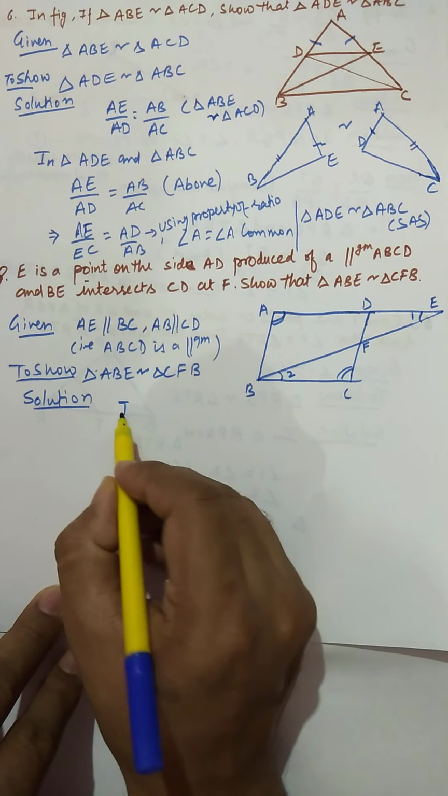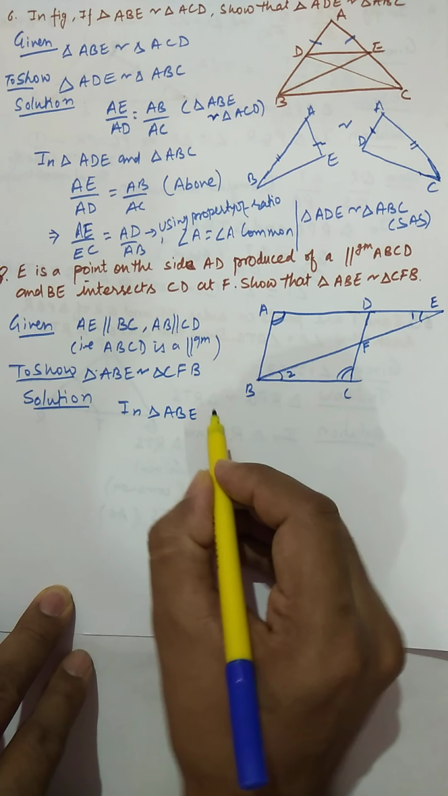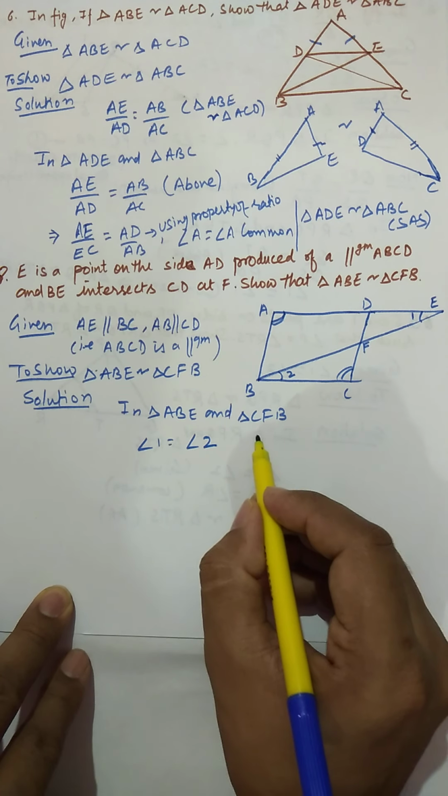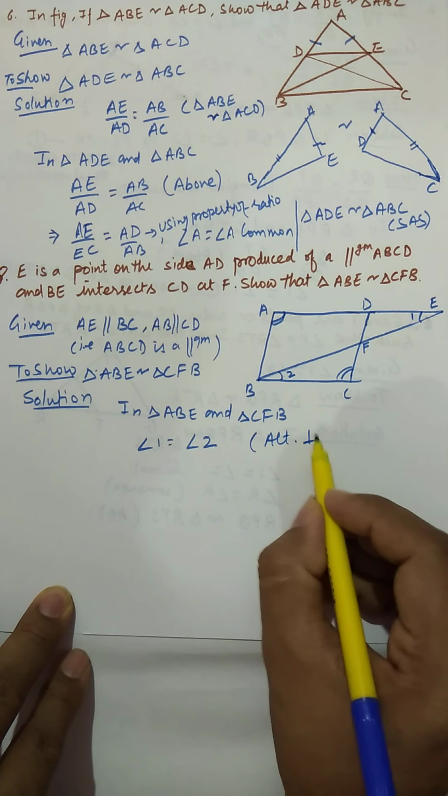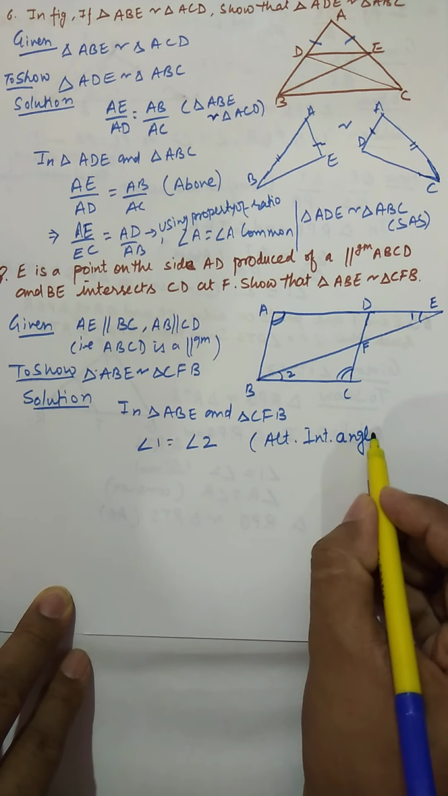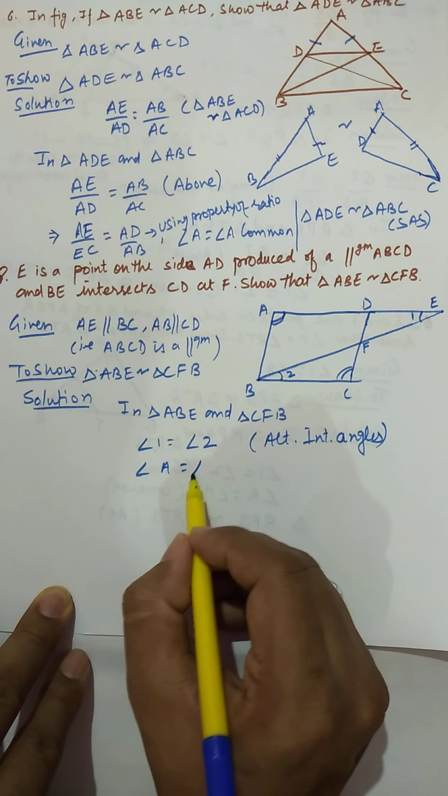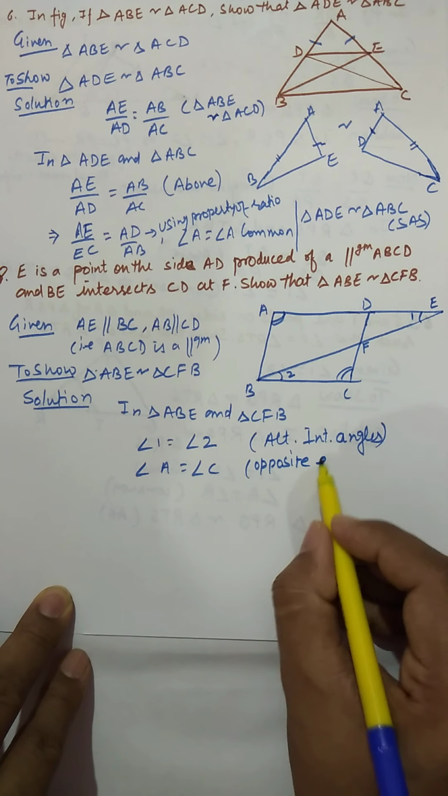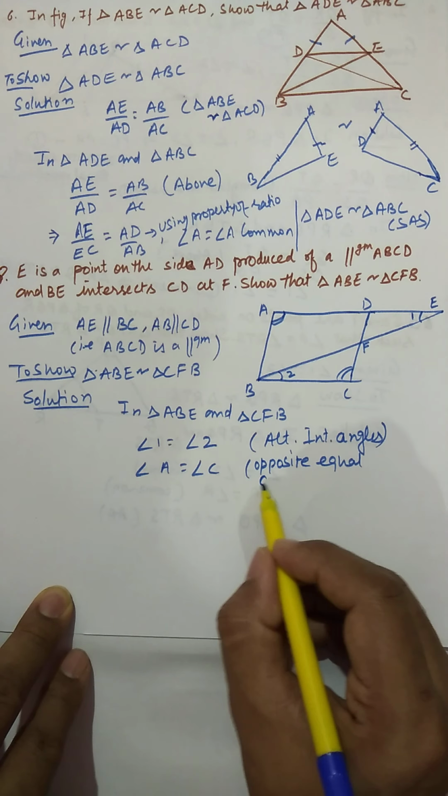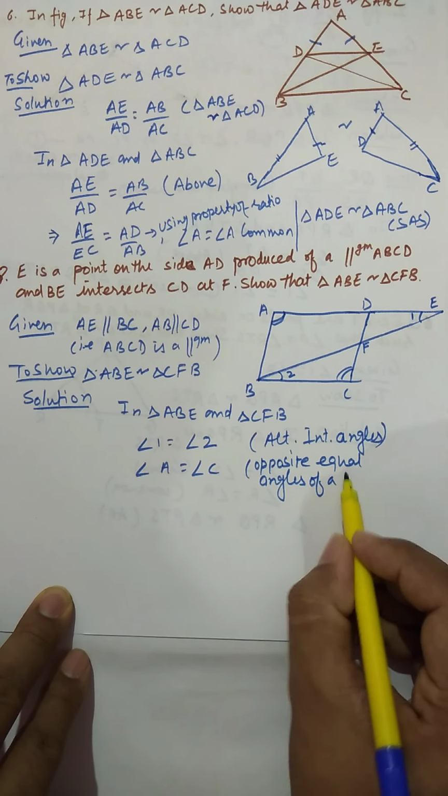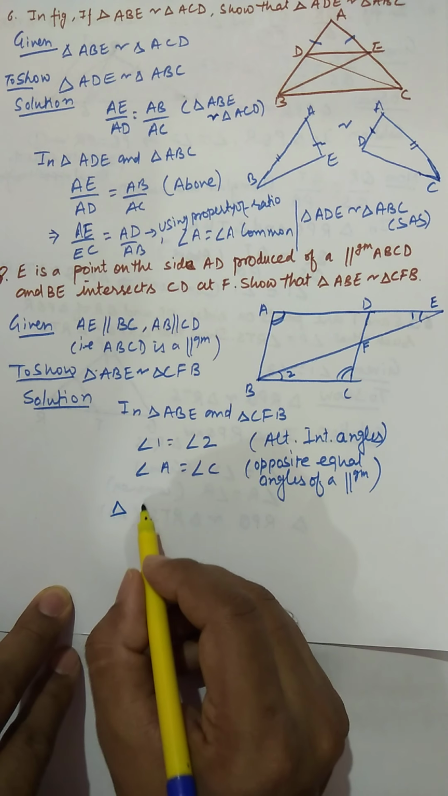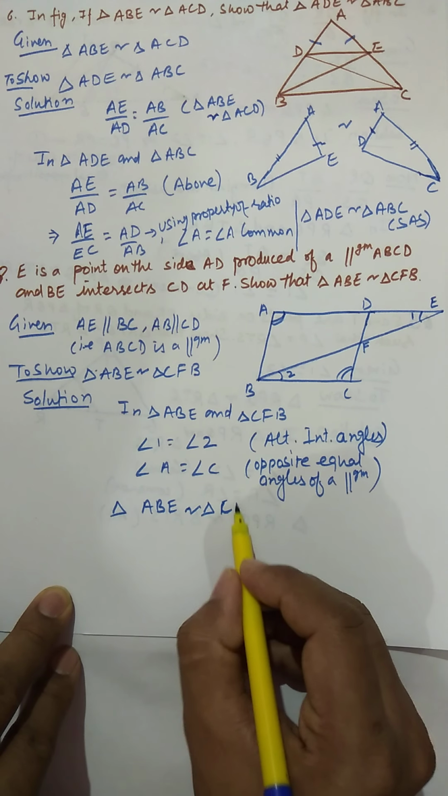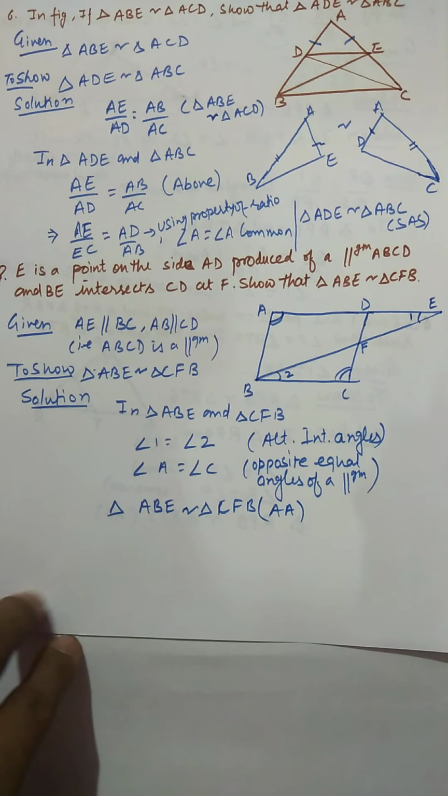So we simply write, in triangle ABE and triangle CFB, angle 1 is equal to angle 2, these are alternate interior angles, and angle A is equal to angle C, these are opposite equal angles of a parallelogram. So you can write triangle ABE is similar to triangle CFB with the help of AA.